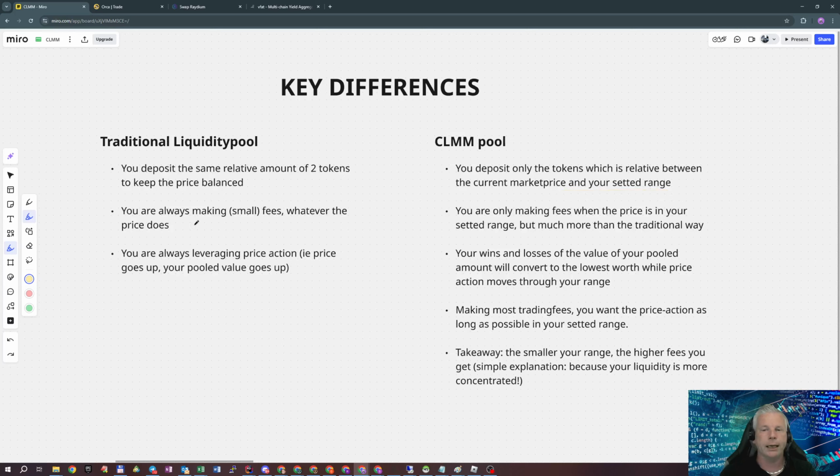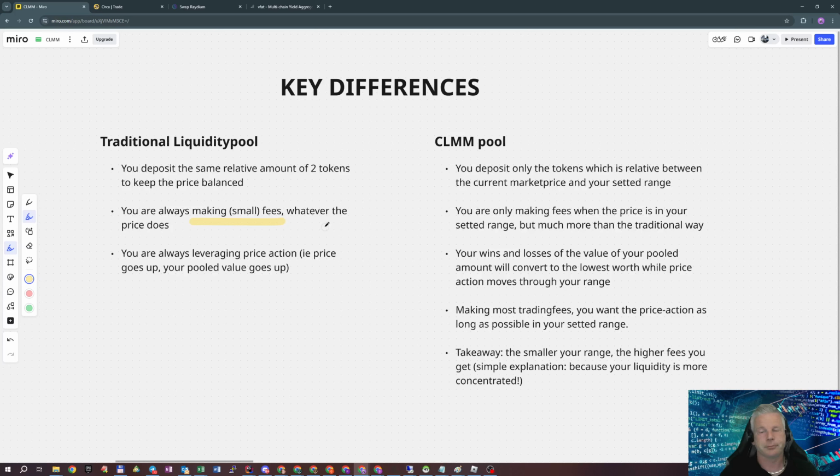In a traditional liquidity pool, you are always making fees, which are obviously less because you're covering a zero to infinite price range. So whatever the token does, you will earn your small part of the total liquidity pool trading fees, making you some money everywhere, but you're in permanent loss. So the loss, if the value of the asset depreciates, will be bigger, and your trading fees should outperform the long-term impermanent loss, which is mostly only possible with blue chip tokens like BTC.